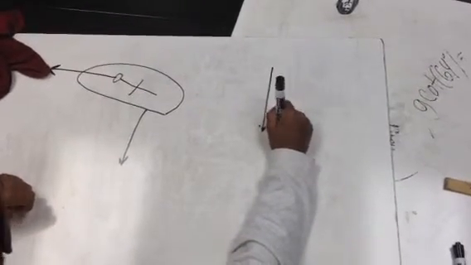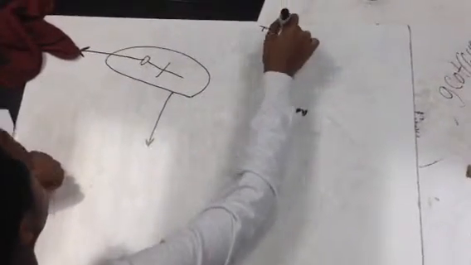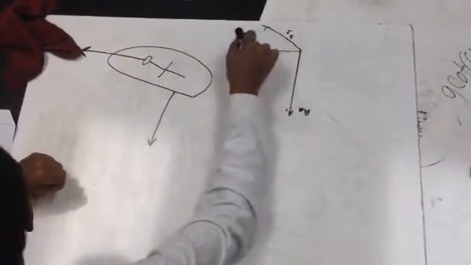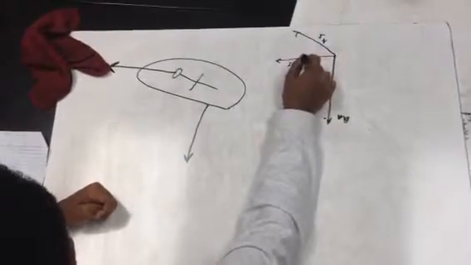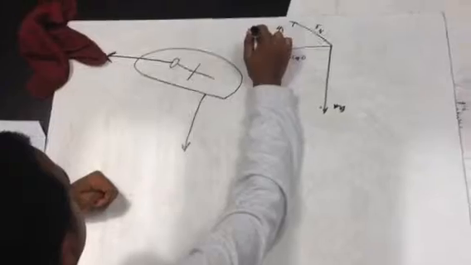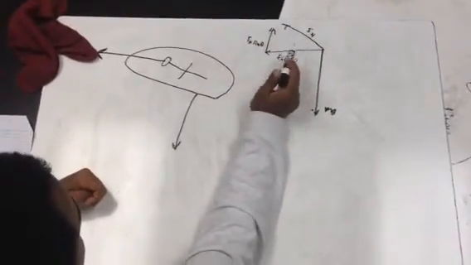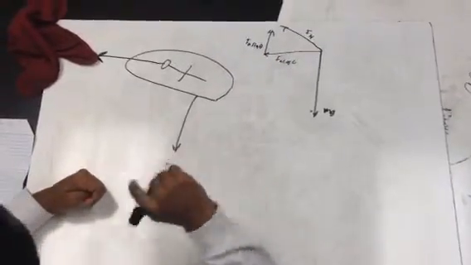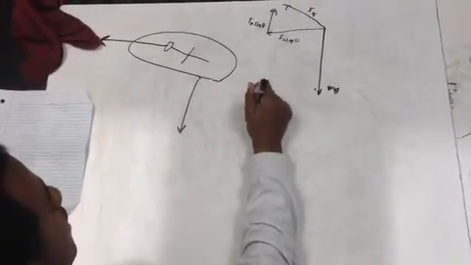mg, Fn, normal force, and then here we have the normal force cosine theta, and then here we have normal force sine theta, because it represents the normal force in the x and the y directions. Okay, to solve for centripetal acceleration, we need the equation.